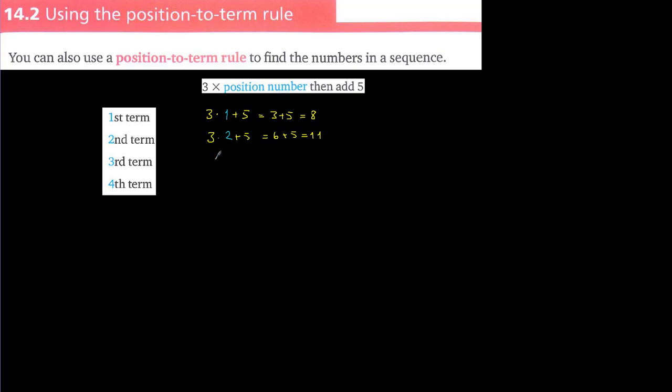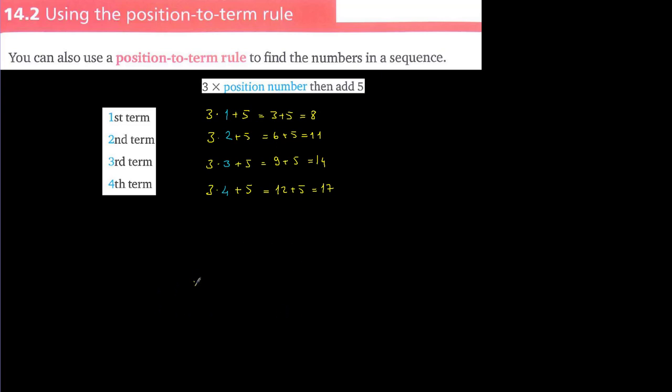For the third term, the position number is equal to 3. So 3 times 3 is 9, and we add 5, which is equal to 14. And for the fourth term, the position number is 4, so 3 times 4 is 12, then plus 5, which is equal to 17.